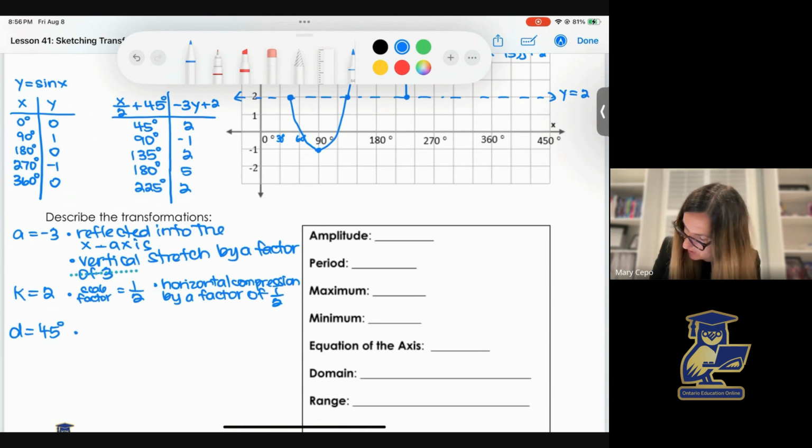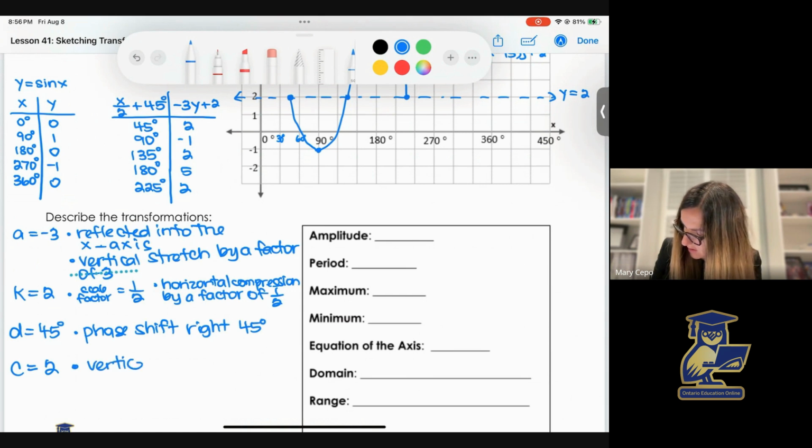Again, we can say phase shift or horizontal translation, same thing. So phase shift right 45 degrees. And of course, C is equal to 2. So that would be a vertical translation. So you're telling me what translation, the direction, and how many units. So down, is it 2? Positives are up, not down. Plus 2. So sorry, that should be up 2 units.